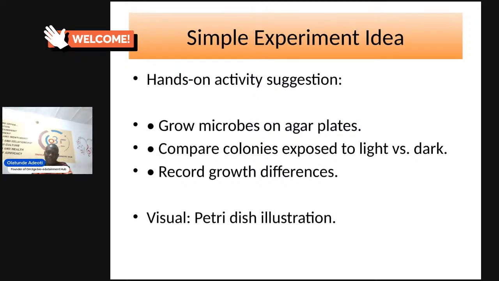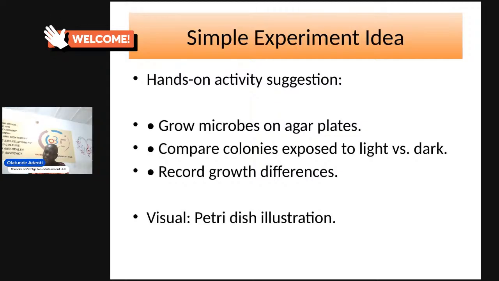Then we are going to have a simple experiment idea. Grow microorganisms on agar plates. You can just take two plates. You put one in the dark, then you put another one in the light. Then you will be able to record the growth differences between these two. So this is part of the hands-on activity on microbial genetics. Both the one you put in the light and the one you put in the dark will have to adapt to the environment.